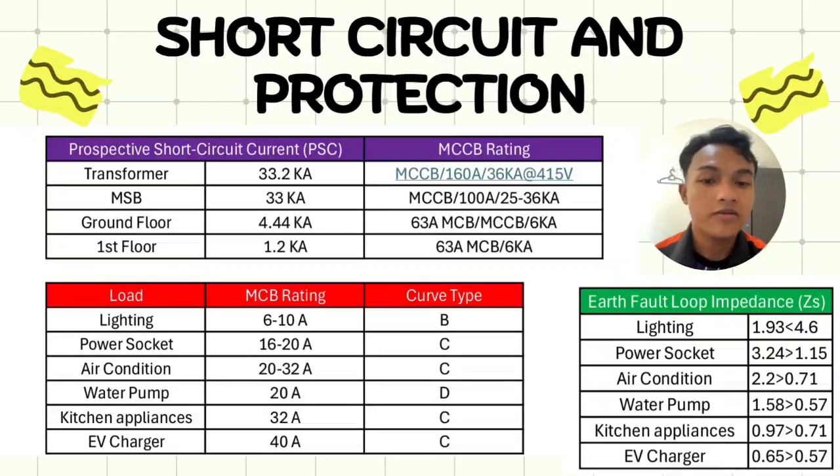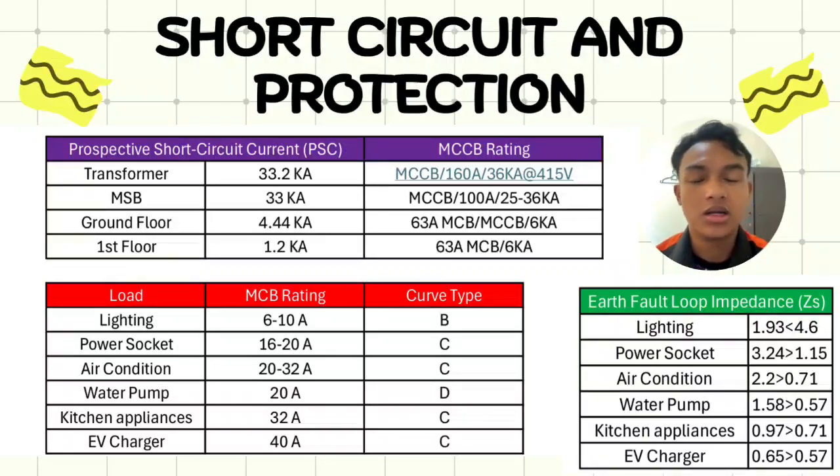For the lower table, we have a curve type and its load. For using the ideal curve type, we will be calculating using the earth fault loop impedance, where Z measured is lower than the Z calculated. For example, the lighting: Z measured is 1.93 and Z calculated is 4.6. That is the ideal curve type for the load.